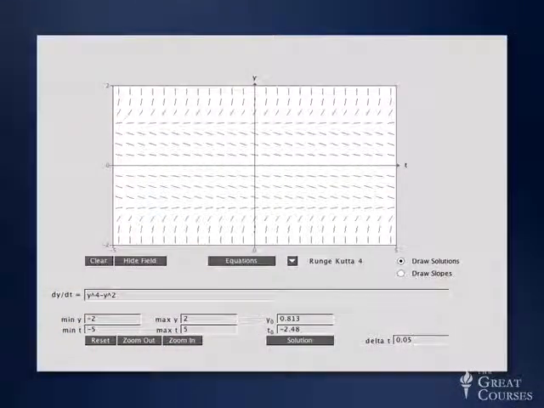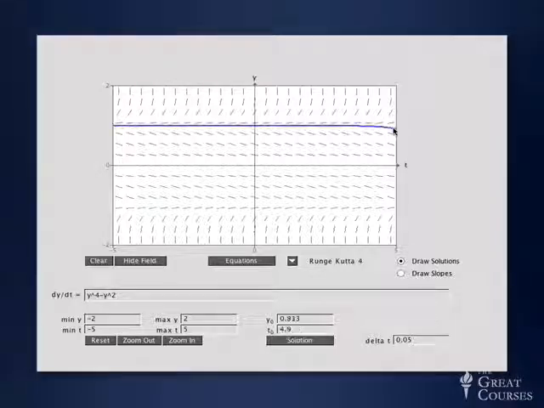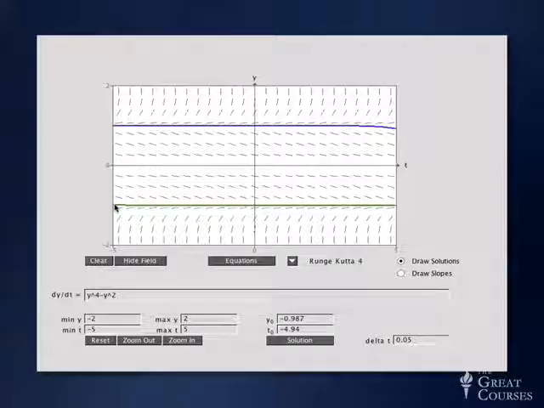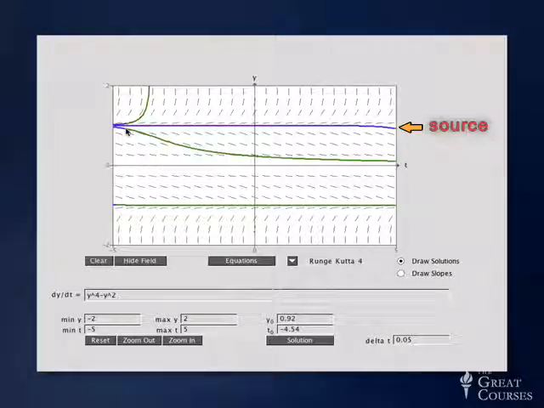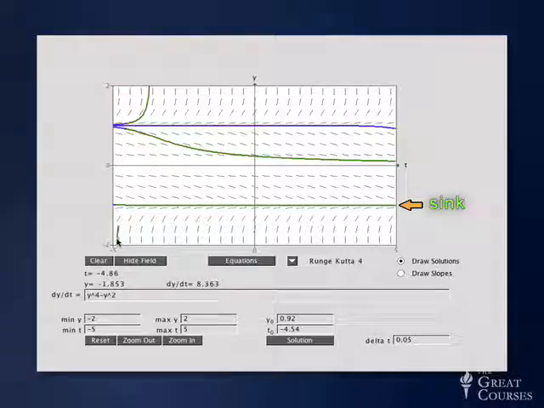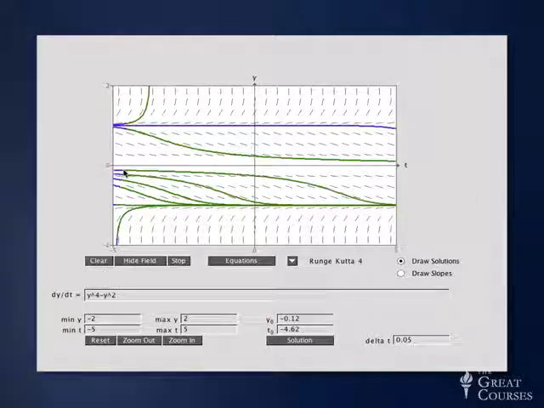So here is the slope field for this differential equation. We know we have an equilibrium point at 1, right about there, an equilibrium point at minus 1, right about here, and we know that 1 is a source, so solutions run away. We know that minus 1 is a sink, so solutions tend in.